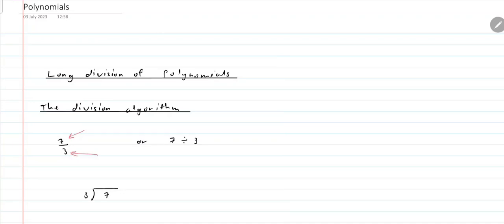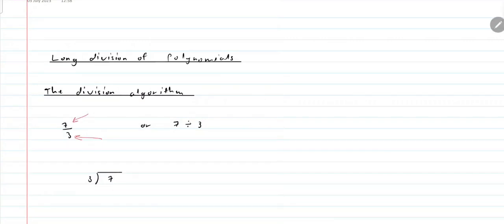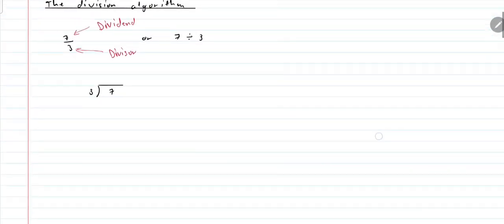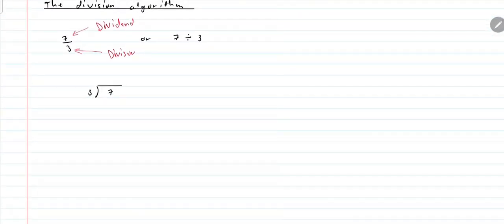Now, the division algorithm. You see, I have 7 divided by 3, or 7 over 3. The 7 in the numerator there is also referred to as the dividend. And the 3 at the bottom is also referred to as the divisor. Right? Now, when you're setting up to do your regular division, you have the 3 outside and the 7 under there. And we know that 3 into 7 is going to be what? 2, leaving us with 1 remainder.